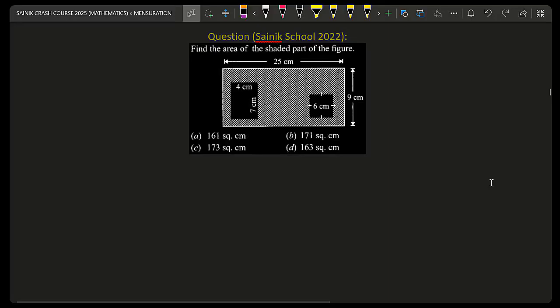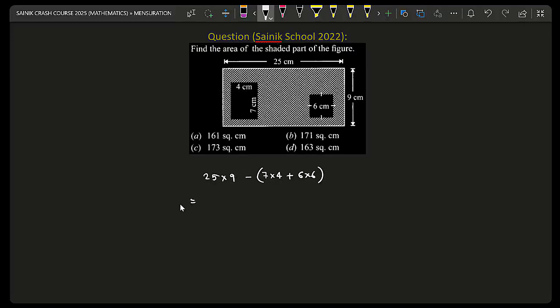So first, I want the area of this inner rectangle. What is the area of this? L into B. So it is 7 into 4. We can write plus. What is the area of this square? Sir, 6 into 6, 36. This should be added and subtracted from what? Sir, the outer rectangle. So that is 25 into 9, right? Yes, sir. Okay, now let us simplify.